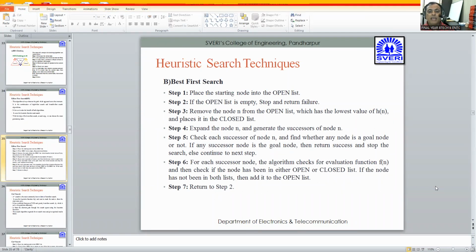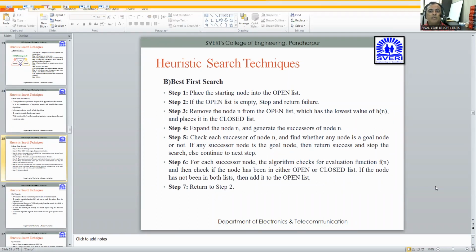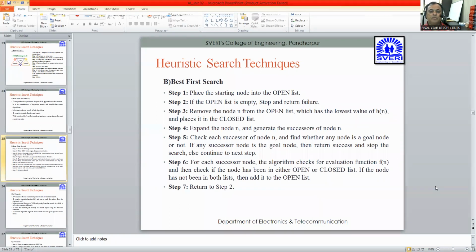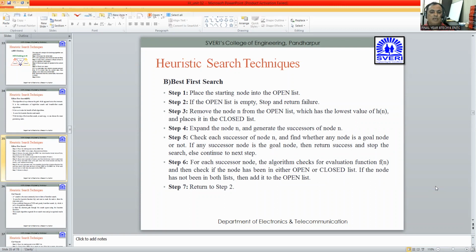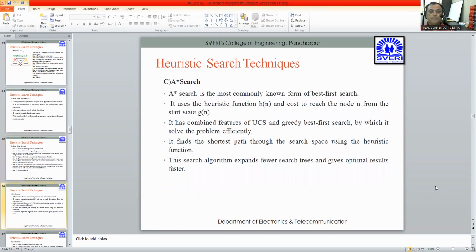Now remove the node n from the open list, which has the lowest value of h(n), and then place it in the closed list. Expand the node n and then generate the successors of node n. For each successor of the node, the algorithm will check the value of f(n), and whether it is in either the open or closed list. If the node is in neither list, it will add it to the open list, and then return to step 2.